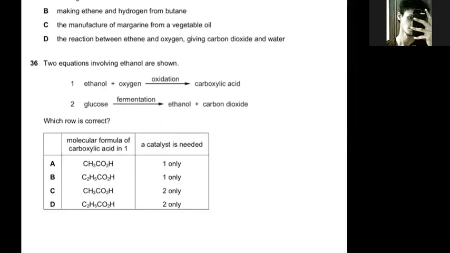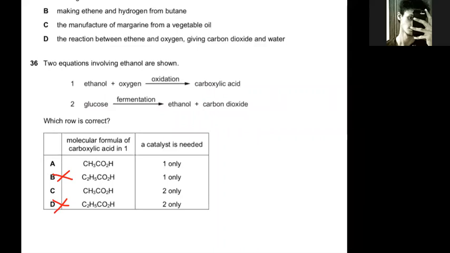Two equations involving ethanol are shown. Which row is correct? The first reaction is ethanol plus oxygen forming carboxylic acid, and the second is fermentation of glucose by yeast. Molecular formula of carboxylic acid in 1: because ethanol is being used to make the carboxylic acid, the carboxylic acid formed will be ethanoic acid. The formula for ethanoic acid is CH3COOH. So B and D cannot be right, they are wrong answers.